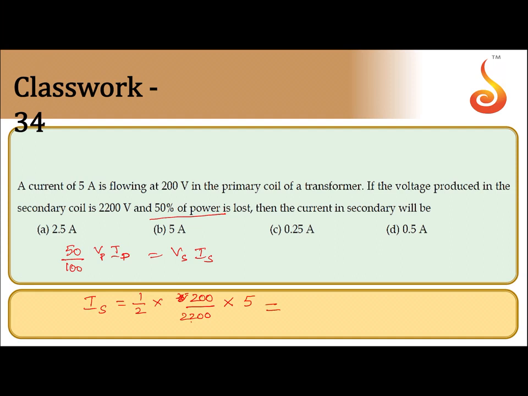So this turns out to be 200 into 5. So 100 in, so this will become 100 into 5, 500. So these two zeros also can be cancelled. So it should be 5 by 22. So that will be roughly 0.25 ampere. That is option C.